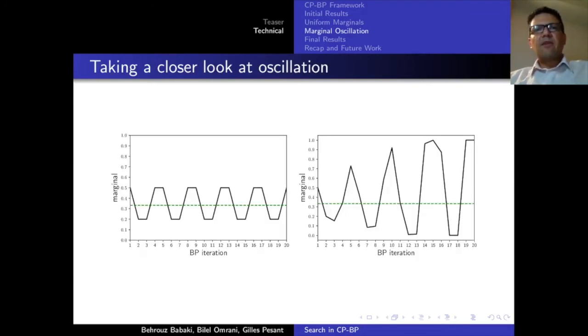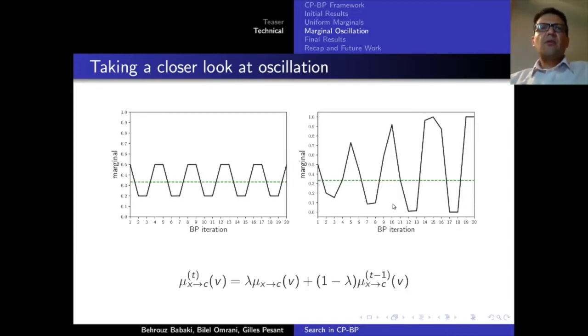Now let's have a look at another phenomenon that can hurt the performance of CPBP, namely marginal oscillation. When the constraint graph contains cycles, there's no theoretical guarantee for the convergence of belief propagation. So it's possible that in consecutive iterations the beliefs do not converge to a value, or in this case even diverge from the true marginal, which is shown by this dashed line here.